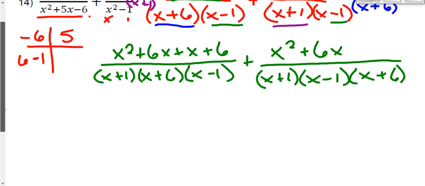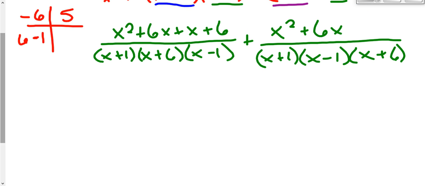Now that I have common denominators and I've distributed the numerators, all I have to do is actually add the tops together. So we're going to combine like terms and make one fraction over the common denominator. I'll start with my x squareds. I have an x squared and an x squared that I'm adding together. So that's going to give me 2x squared.